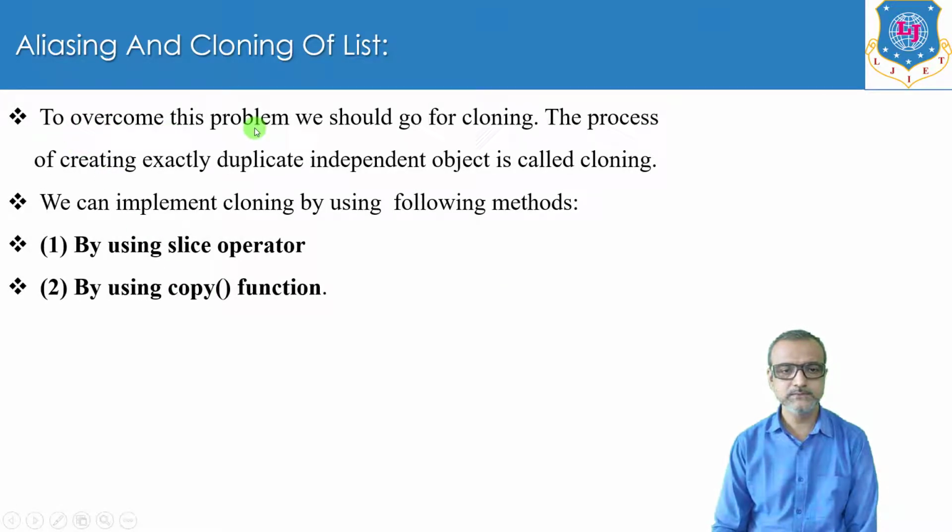To overcome this problem, we should go for cloning. The process of creating an exactly duplicate independent object is called cloning. We can implement cloning by using the following methods. We have a total of two methods. One is by using the slice operator and the second one is by using the copy function.